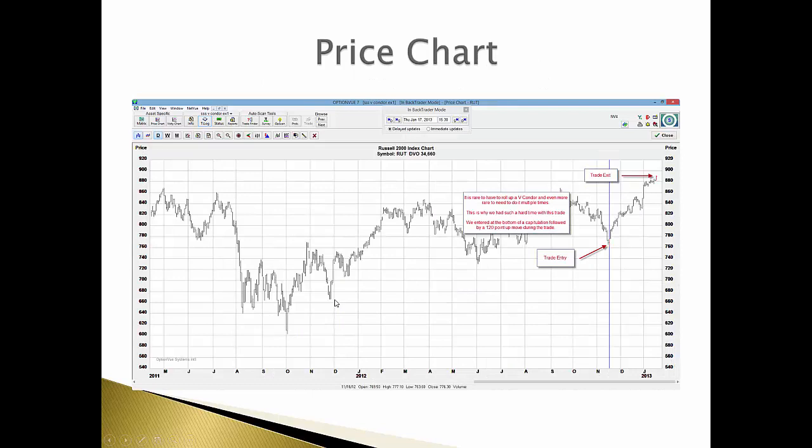Here's why we had so much trouble. Like I said, it's very rare to have to move the V Condor once, never mind multiple times. We ended up entering right at the bottom of a capitulation here, and the market just went up and up and up and up and up. And then when we thought we were topped out, it went up a lot, and then it continued to go up. It never slowed down. So this caused us a little bit of heartburn this cycle. But as you can see, we still turned out okay.